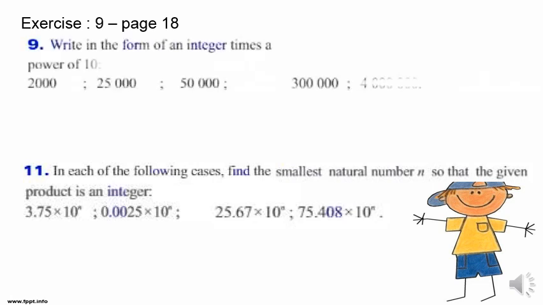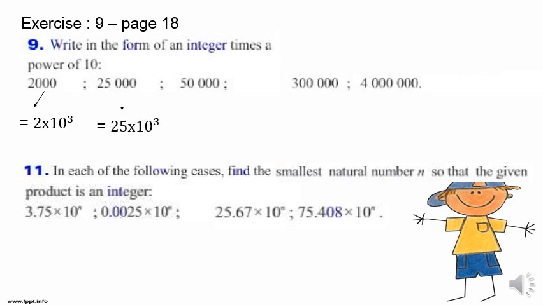Okay, let's start with exercise number 5 because it's very easy. Write in the form of an integer times a power of 10. You already took a similar exercise in grade 6. Starting with the first one, the integer is 2. 2000 is 2 times 1000, or we can directly write 2 times 10 cubed. The second one, 25 times, we add 3 zeros, so it's 10 cubed.